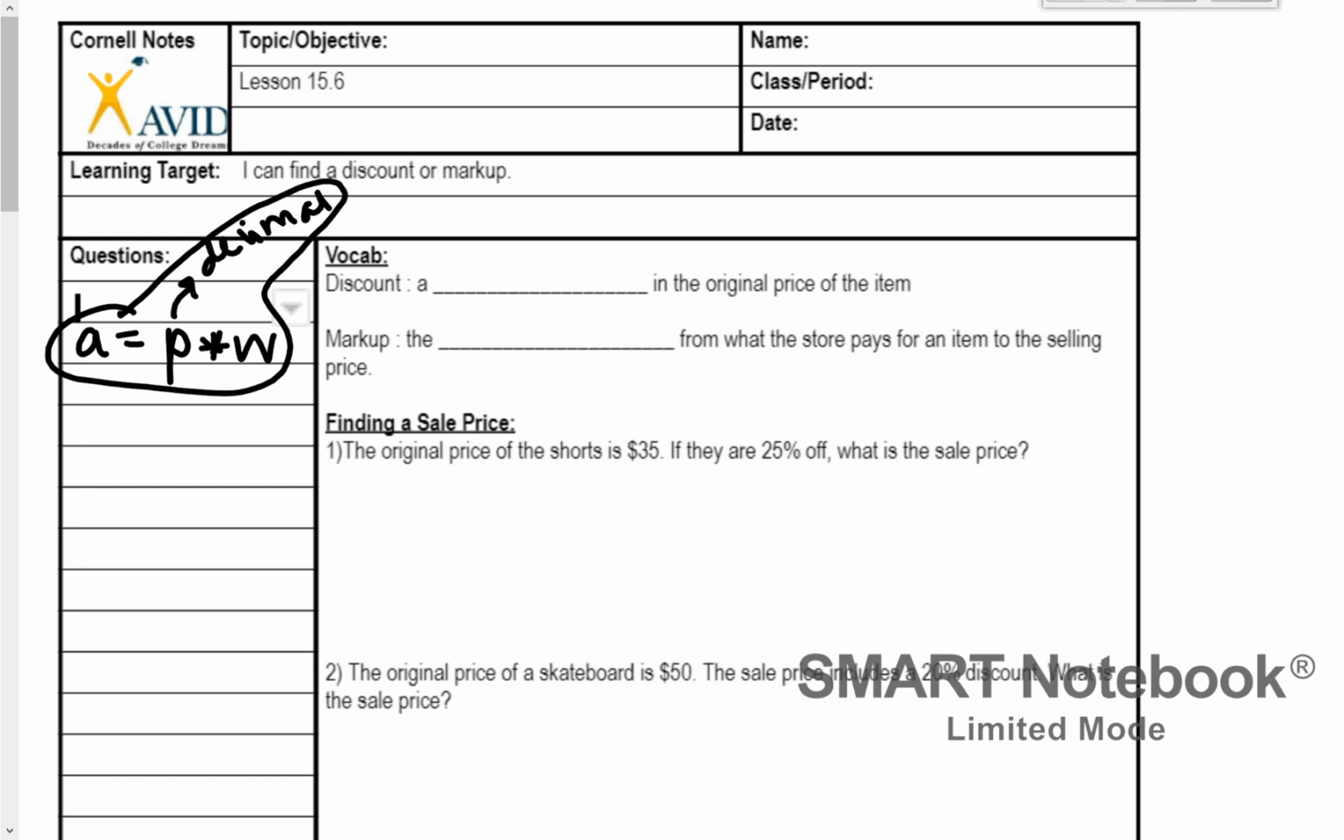If you are familiar with proportions, you could use proportions as well, if that was your method of choice, but I think the equation is easier, and that's what I'm going to be using to show you in the lesson. Just know that there are multiple ways to do it, so if you'd rather use a proportion, you may.